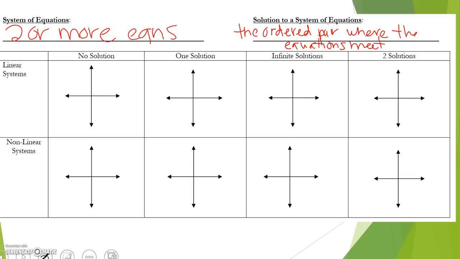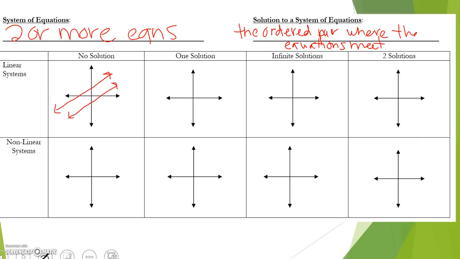where the equations meet. So, if we were talking about linear systems, those are two or more lines together. And so, we're just going to talk about two lines right now. No solution would be two lines that never meet, because if a solution is where they meet and there's no solution, they wouldn't meet. So, it'd be two parallel lines.